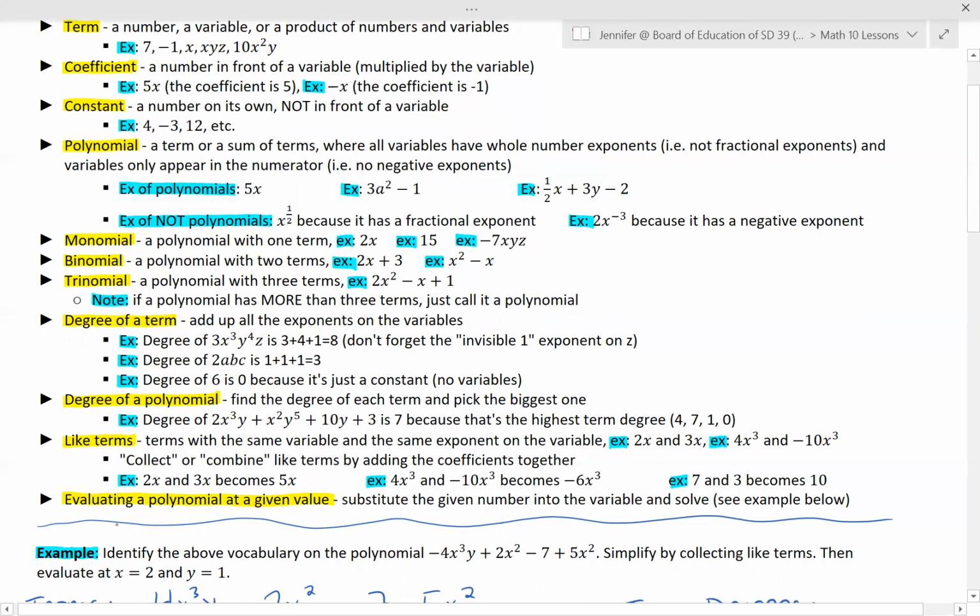Lastly, how to evaluate a polynomial at a given value. You just substitute that number into the variable and solve. And we'll do an example below.